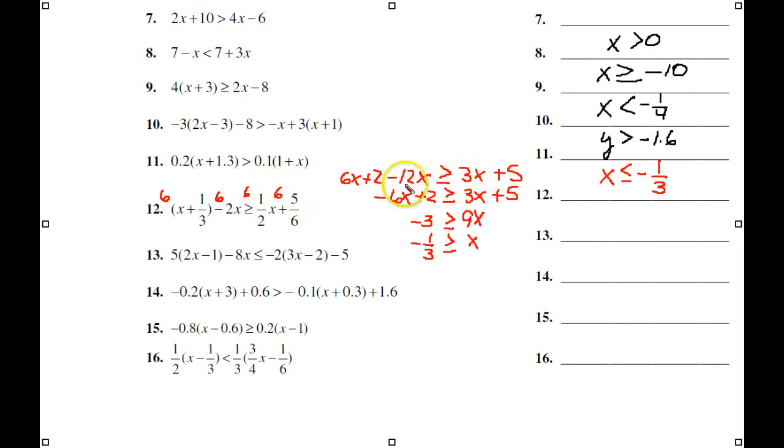All right, I collect like terms. I want to keep my x's positive, so I'm going to transpose the negative 6x to this side. It becomes a 9x. I transpose the positive 5 to this side. It becomes a negative 5. Plus 2 is a negative 3. I divide both sides by 9, and I get x is less than or equal to negative 1/3.